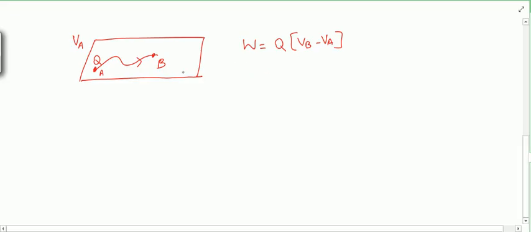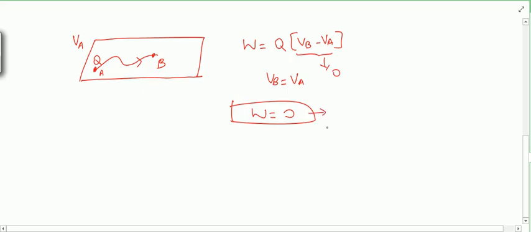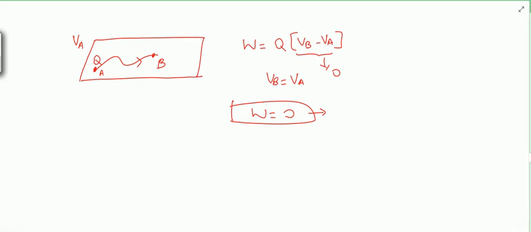Now since it is an equipotential surface, the potential at every point will be the same, so VB will be equal to VA. Now you see that this term will be 0. So if you are moving a charge on an equipotential surface from some location to another, then the work done is always 0.